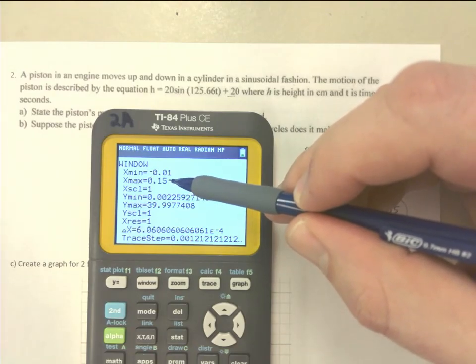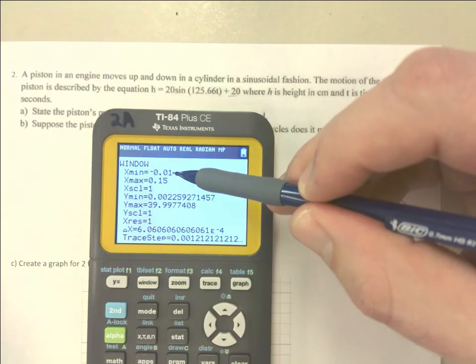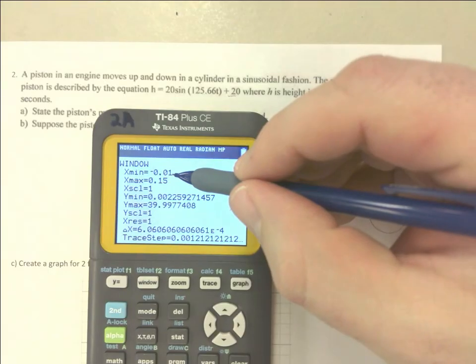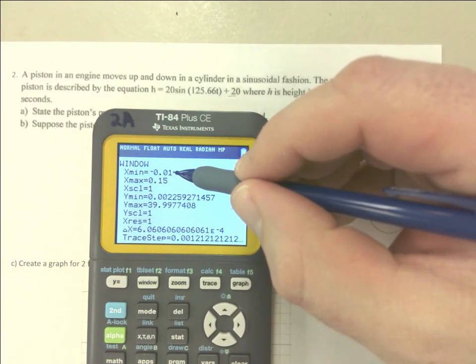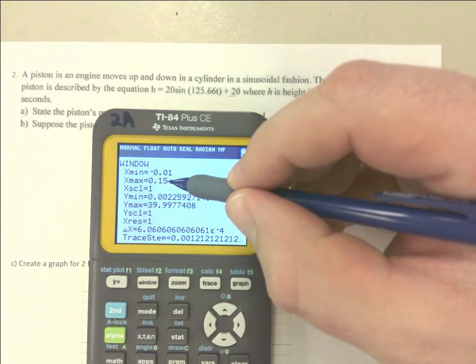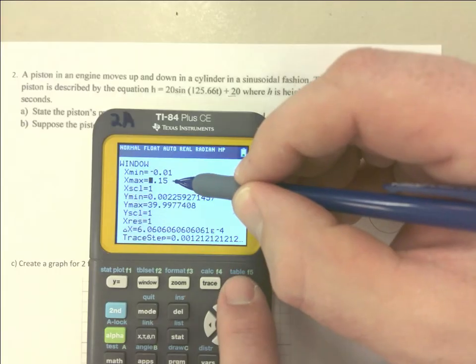Please don't make X min like -5 or something, because then you're going to see a lot in your negatives and just a little bit on your positive X, right? You're not going to see. So you need to scale this accordingly. So I went -0.01 and then positive is 0.15. Let's hit graph at that point.